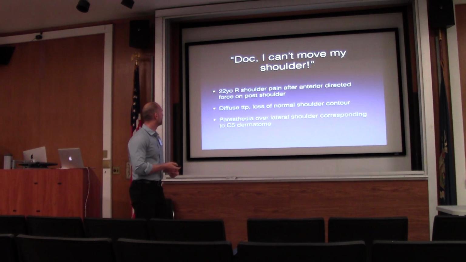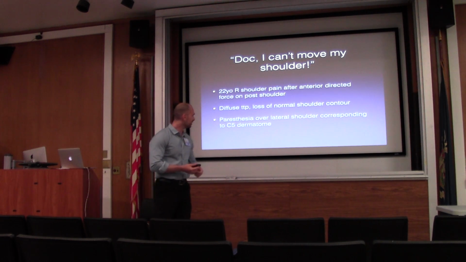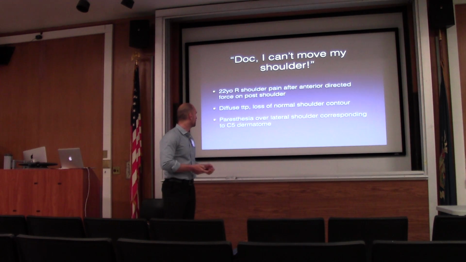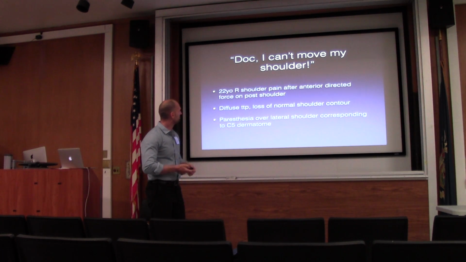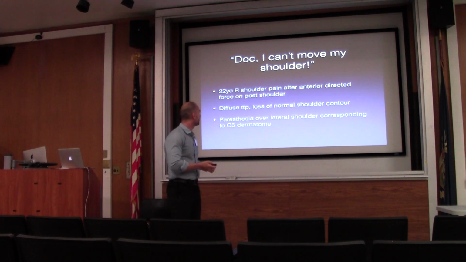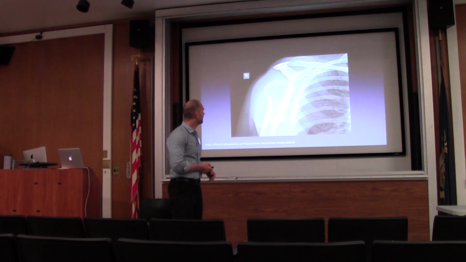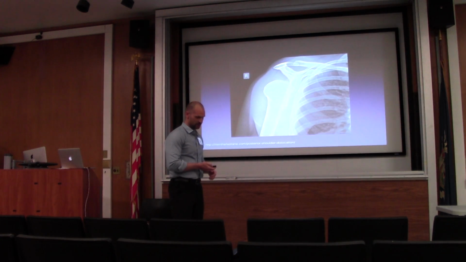You guys know this guy. He came in yesterday, maybe the day before that too. He comes in, he's got pain over his shoulder. It looks weird. He's got a C5 palsy, or C5 sensory distribution problem. And he comes in, and this is his x-ray, right?